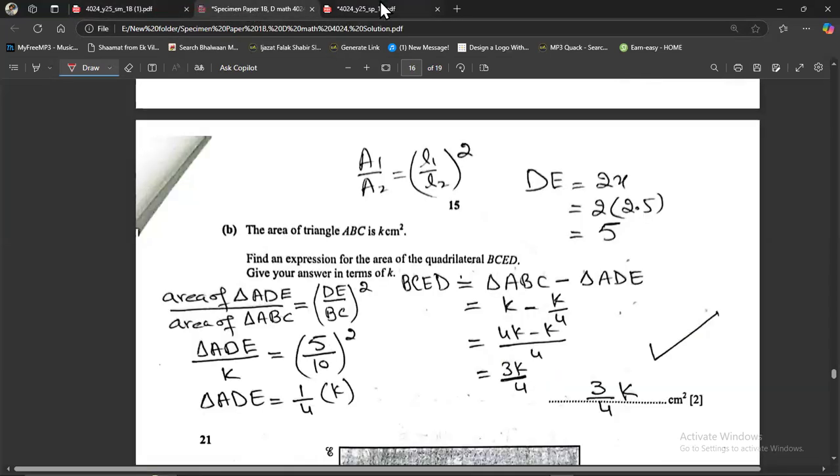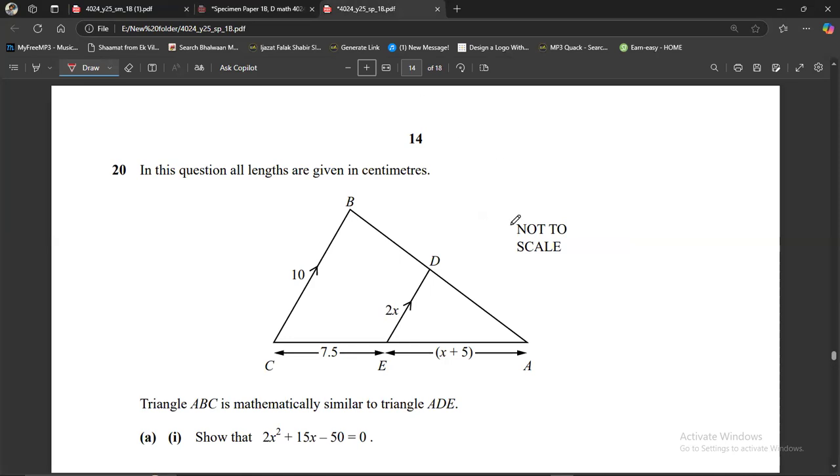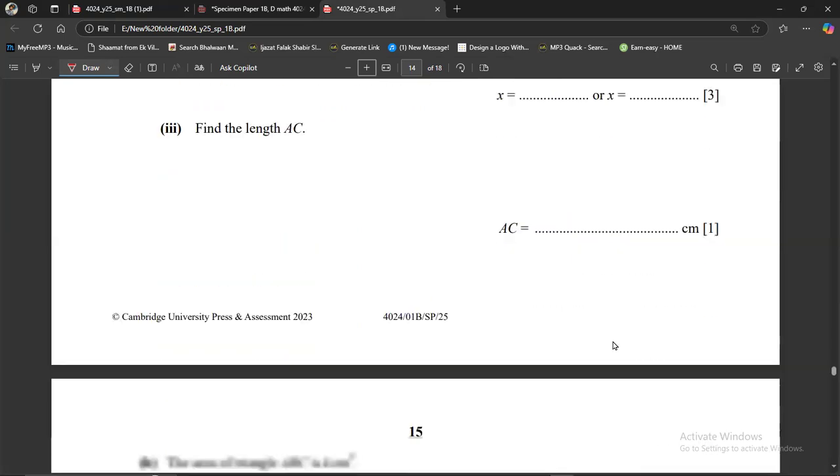Sir, I hope you understand this idea. I know the area of this big triangle, that's K. I found the area of this small triangle because these two are similar. So this side was 10, this side is 5. Area 1 by area 2 is equal to L1 by L2 whole square. I hope you understand. From the area of the big triangle, I will subtract the area of this small triangle. I will get the area of this quadrilateral. This is how this is done.